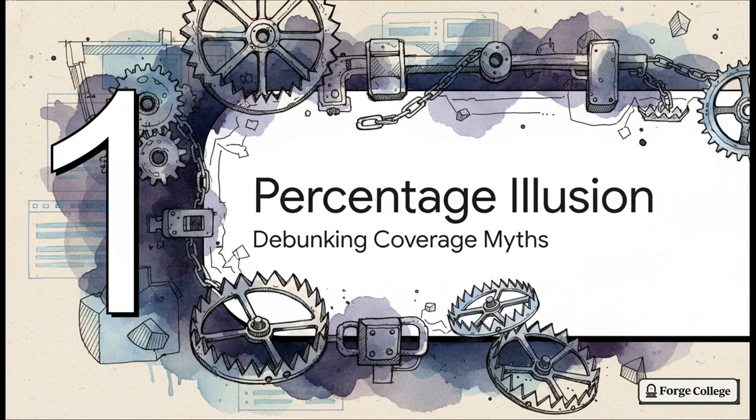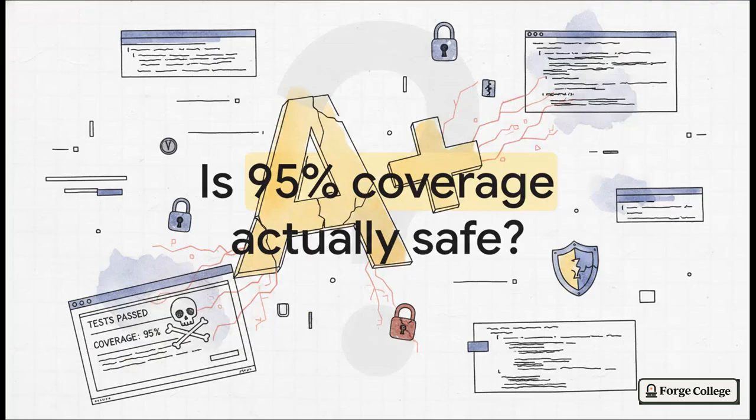All right, Section 1, the percentage illusion. Let's just jump right in by debunking a massive industry myth about test suite safety that almost everyone falls for. Seriously, I want you to ask yourself, is 95% coverage actually safe? I mean, does seeing that big, beautiful, A-grade percentage at the bottom of your terminal output truly mean your smart contracts are immune to exploits?